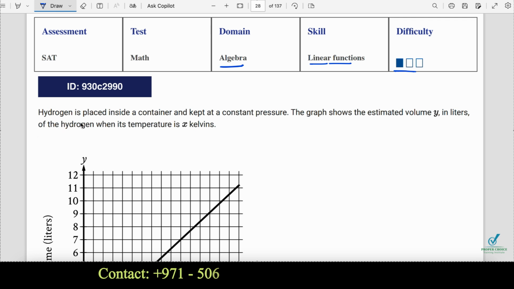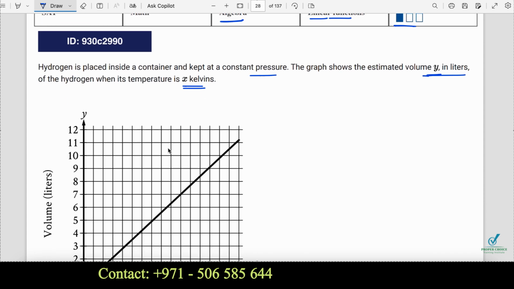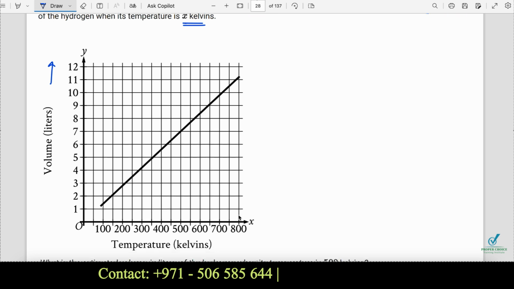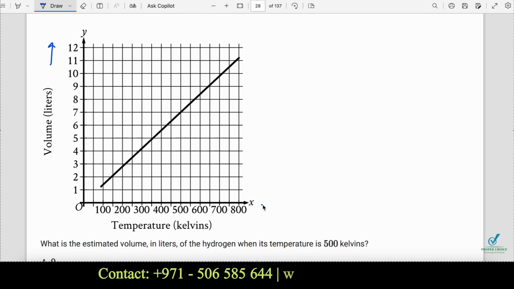It says hydrogen is placed inside a container and kept at a constant pressure. The graph shows the estimated volume Y in liters of hydrogen when its temperature is X Kelvin. So they are talking about this graph. Volume is represented on the Y axis and the temperature on the X axis.